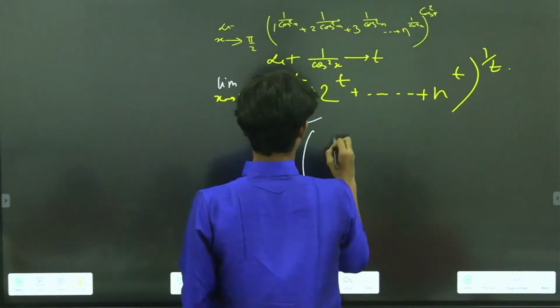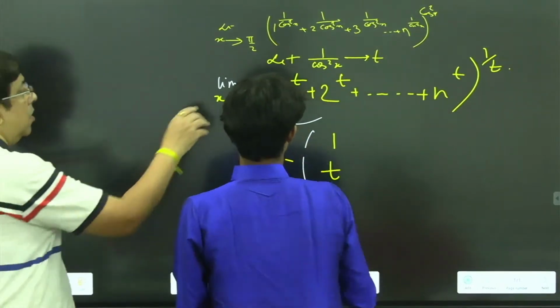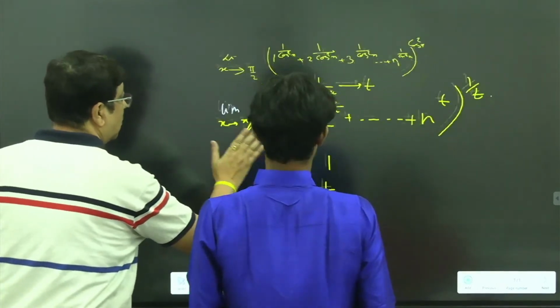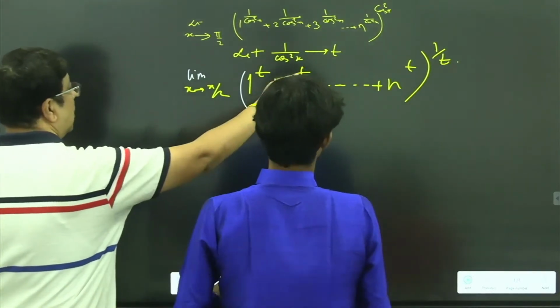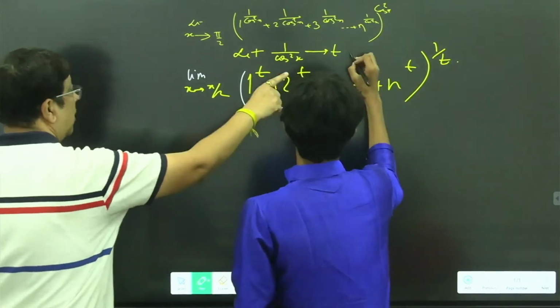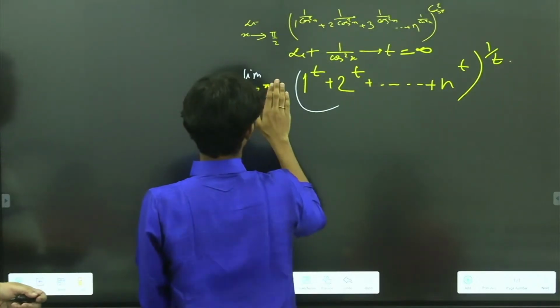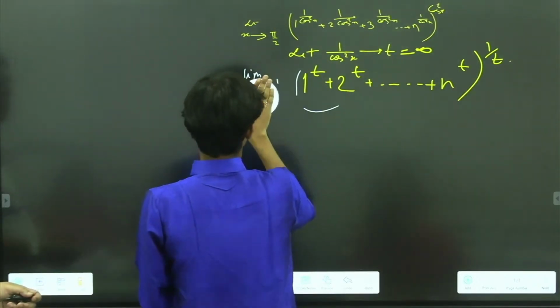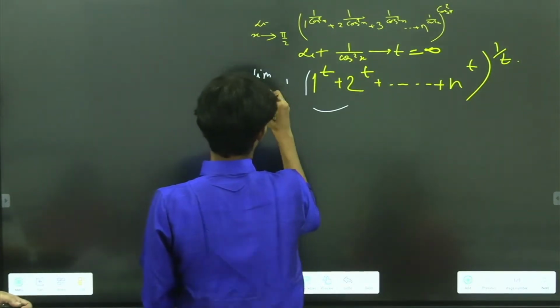You have taken cos square x. You have taken 1 by cos square x equal to t. X tends to pi by 2, so t tends to infinity. Look here, limit t tends to infinity.